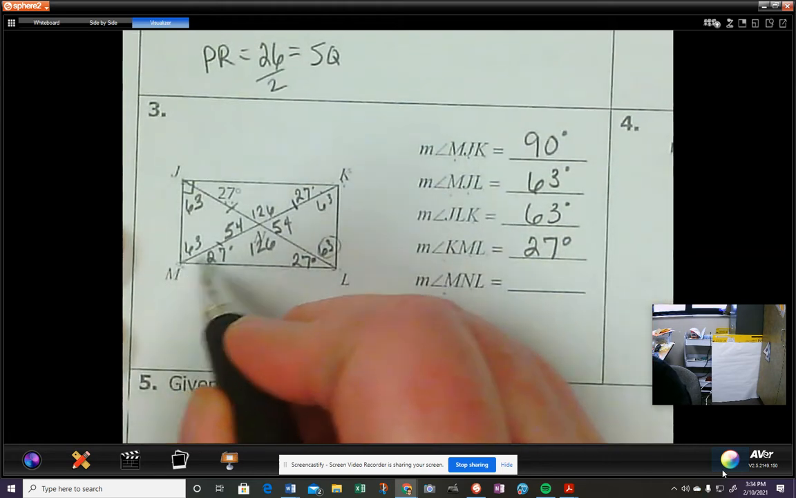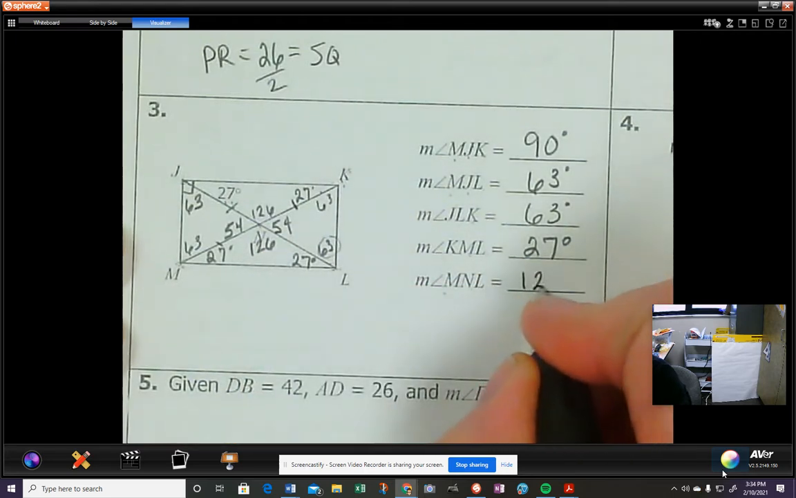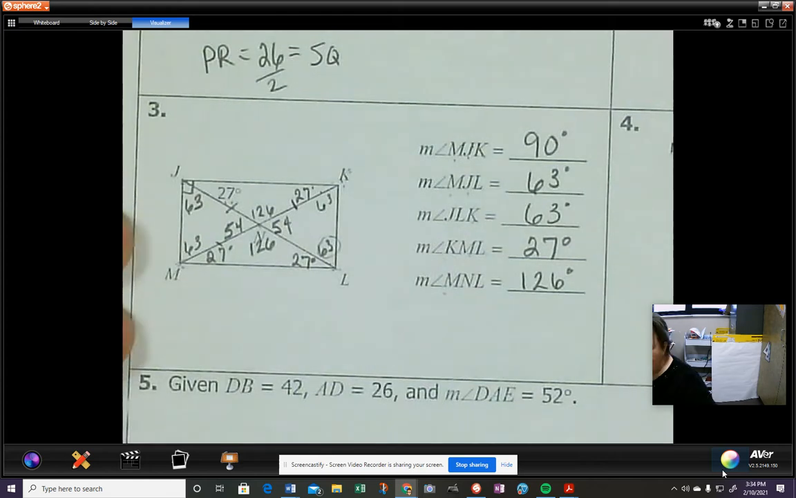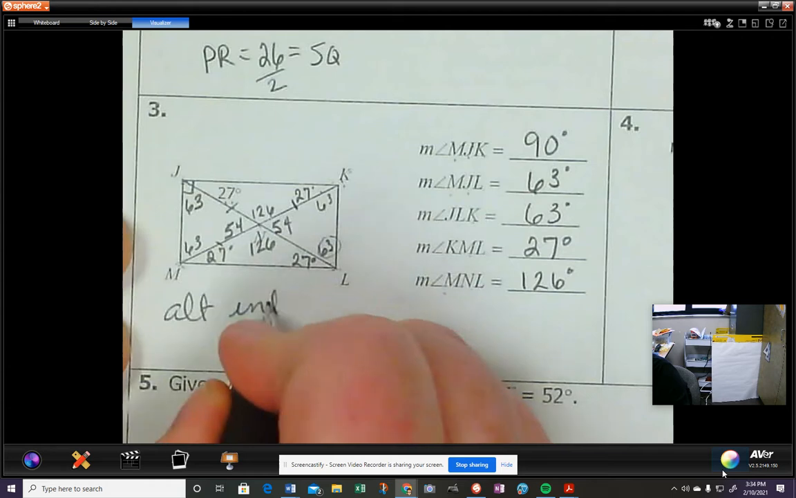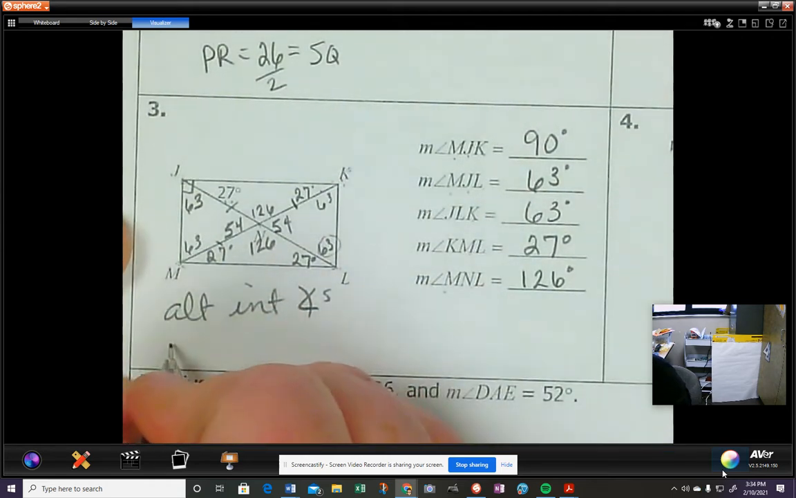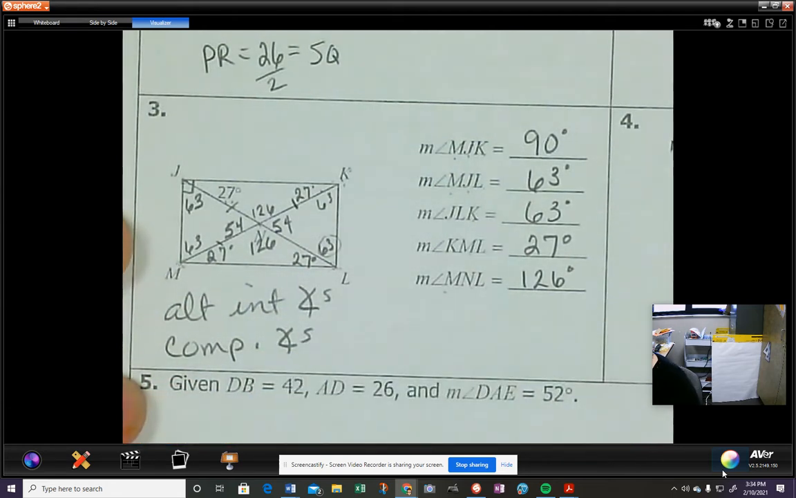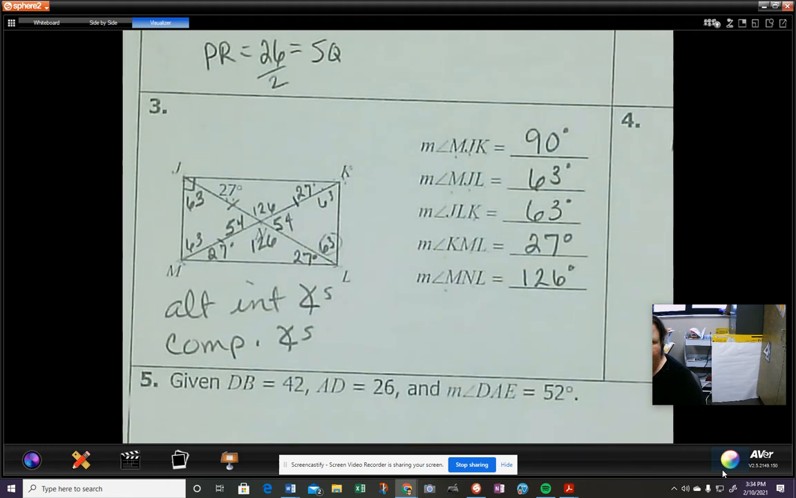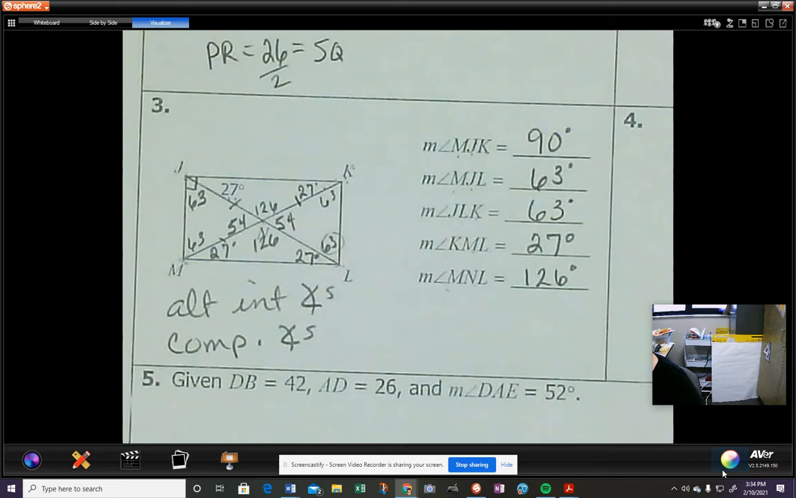MNL. M to the middle and then down to L. 126. We used a lot in that one. We used alternate interior angles. We used complementary angles. So we used a lot of stuff that we have used before. Exterior angles, if you wanted to do that, 27, 27 gave you 54. Okay.